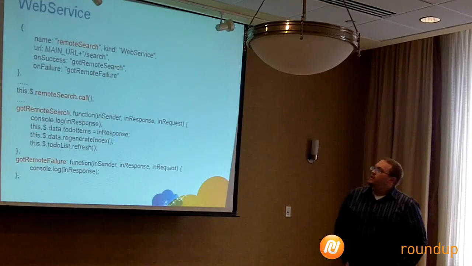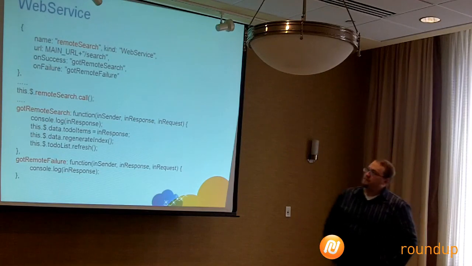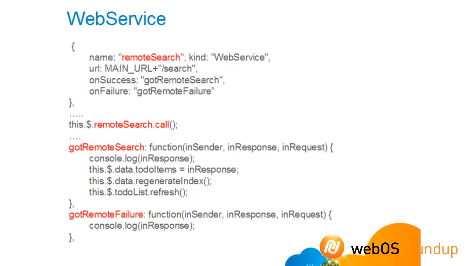Web services, pretty much it's your standard Ajax call. You have your name, which you define so that you can reference it later. The kind is called web service. Then you have your URL. In this case, he's got a global variable named main URL, and he's appending .search to it. Your on success and your on failure calls. So when you call your web service, it's going to call your on success or your on failure depending on what happens.